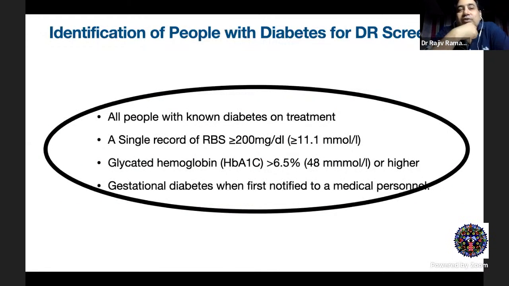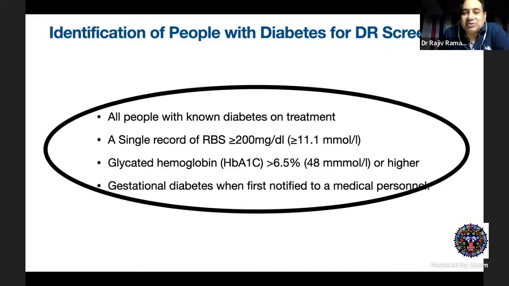So whom should we screen for retinopathy? We need to identify people with diabetes for diabetic retinopathy screening. And who are the eligible people? All people with known diabetes who are on treatment, or if a single record of a random blood sugar is more than 200, or HbA1c more than 6.5, or gestational diabetes when first notified to medical personnel. These are the group of people you want to screen for diabetic retinopathy.